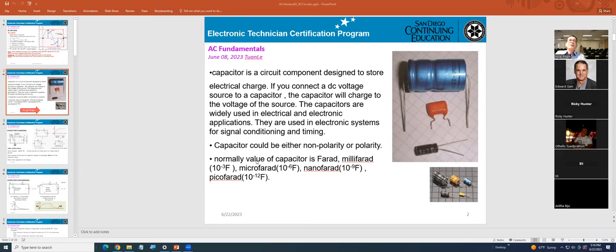Okay, capacitor could be either non-polarity or polarity. Normally, value of capacitor is farad, millifarad, microfarad, nanofarad, or picofarad. That's what we already done. Through 10 to the minus 3, 10 to the minus 6, 10 to the minus 9 or 10 to the minus 12.